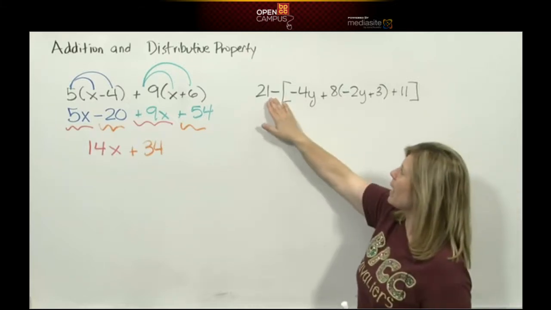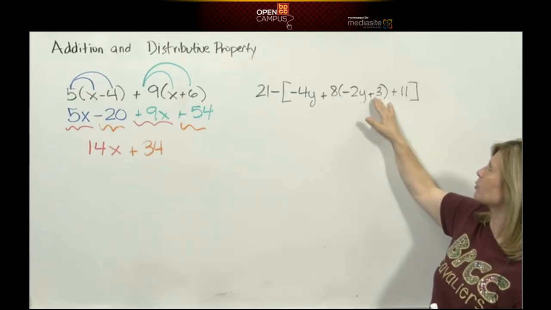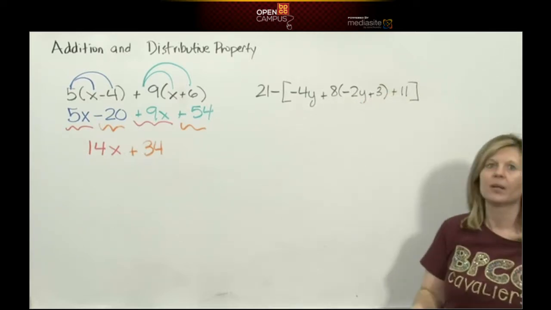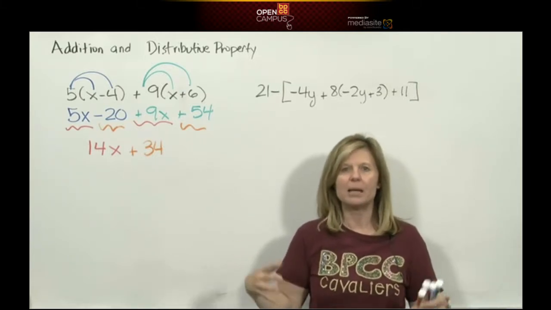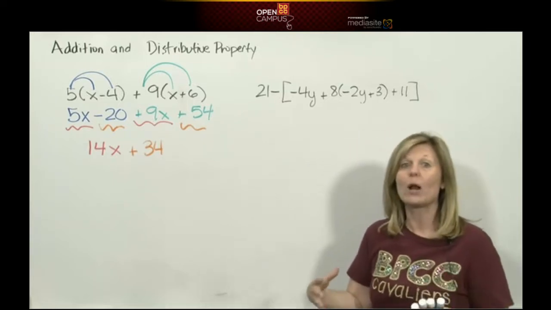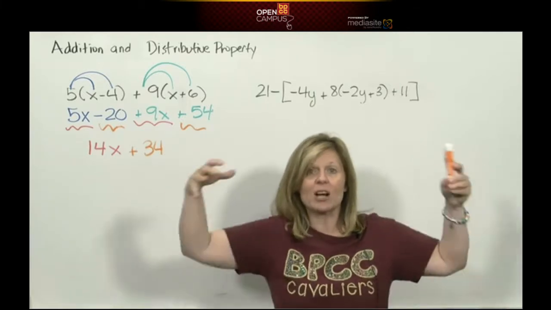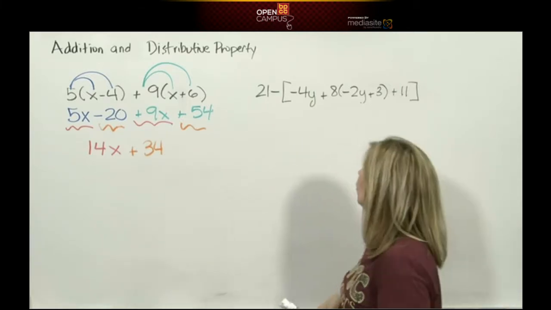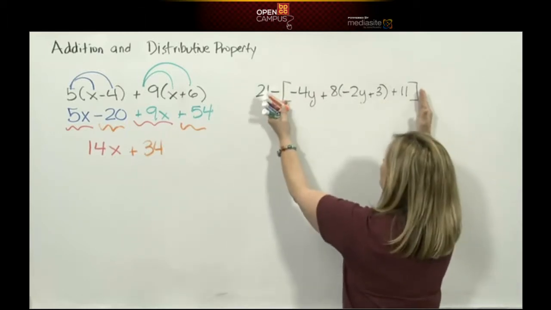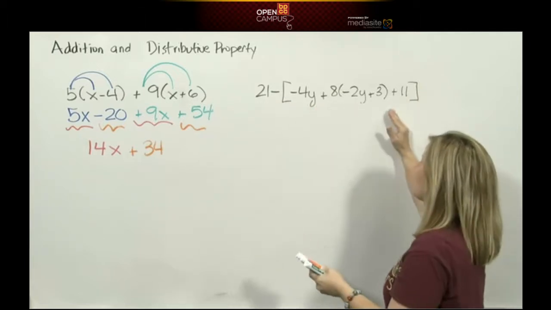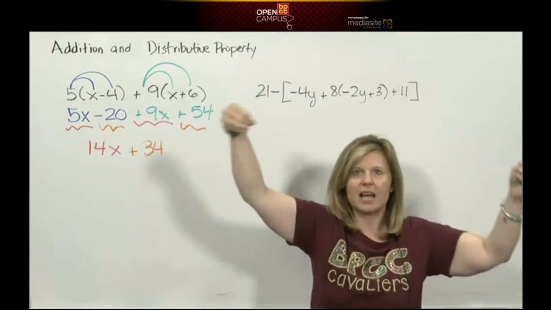So I have 21 minus bracket, negative 4y plus 8 parentheses, negative 2y plus 3, close parentheses, plus 11. If you remember in math, parentheses and square brackets do the same job. They mean multiplication. The problem is, where do I start? Well, if I follow please excuse my dear Aunt Sally, I'm supposed to start inside the parentheses first. Again, I have a bracket and a parenthesis, so I would start inside this bracket, and inside this bracket, I would start with the parenthesis. So it's kind of like you start from the inside out.